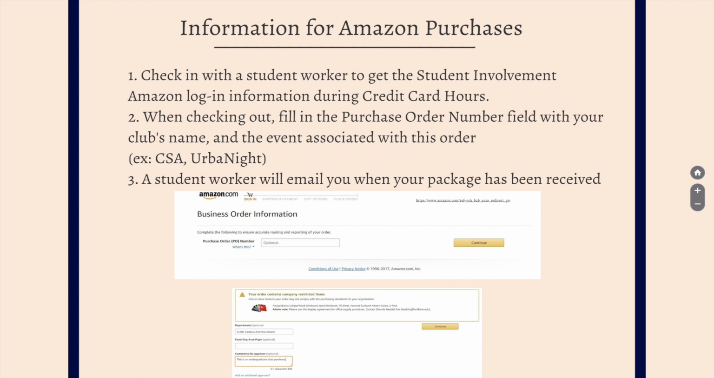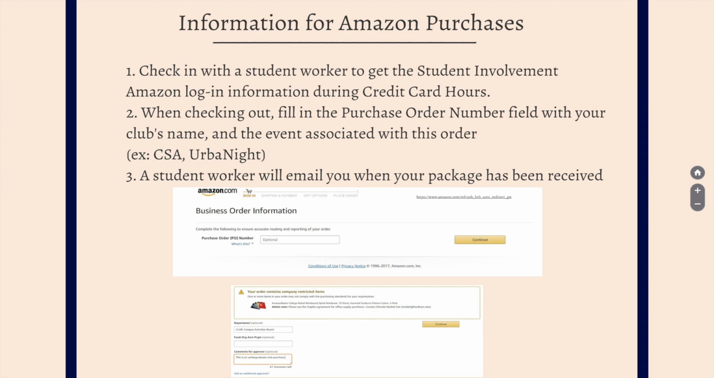Here's some information for Amazon purchases. If you're ordering something on Amazon, check in with a student worker to get the Student Involvement Amazon login information during credit card hours. When checking out, fill out the purchase order number field with your club's name and the event associated with this order. For example, CSA, Urbanite. A student worker will email you when your package has been received. Then you can come to the office and pick up your items.